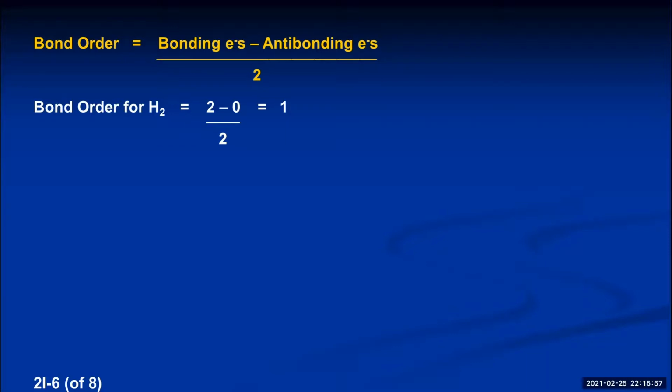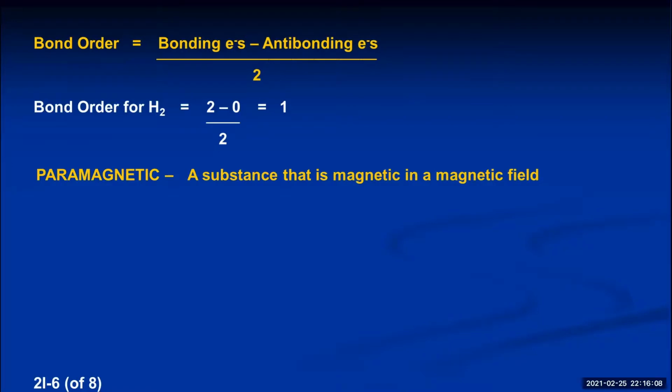But here's something that molecular orbital theory can do. Now that you know exactly where the electrons are, you should be able to tell whether something's magnetic or not. So let me give you 2 terms I want you to know the definitions of. A substance is considered paramagnetic if it becomes magnetic in a magnetic field. And something can become magnetic in a magnetic field if and only if it has unpaired electrons.